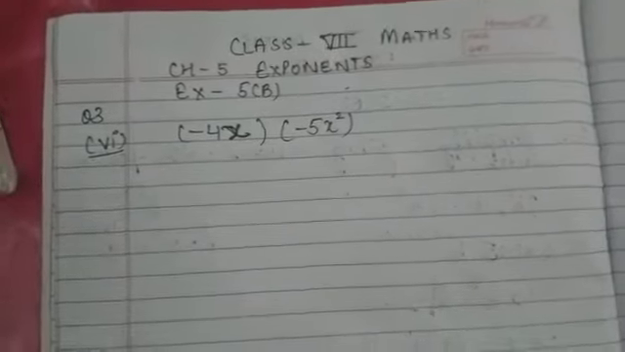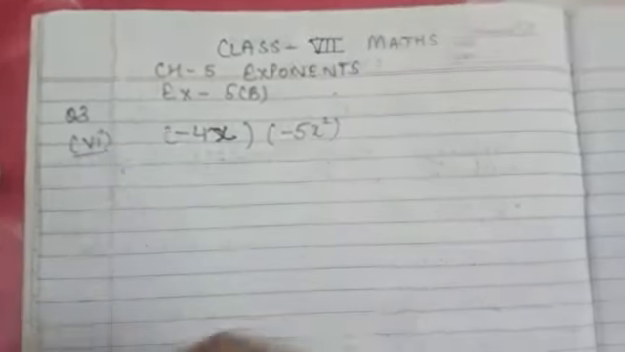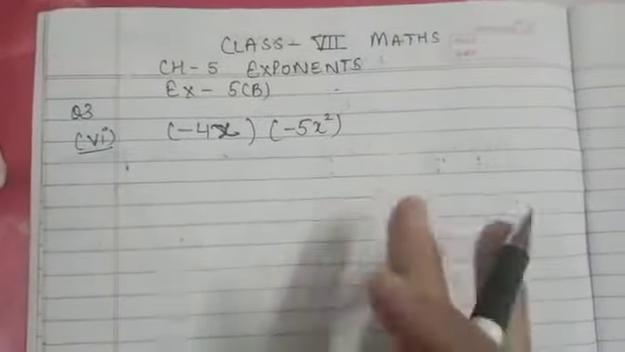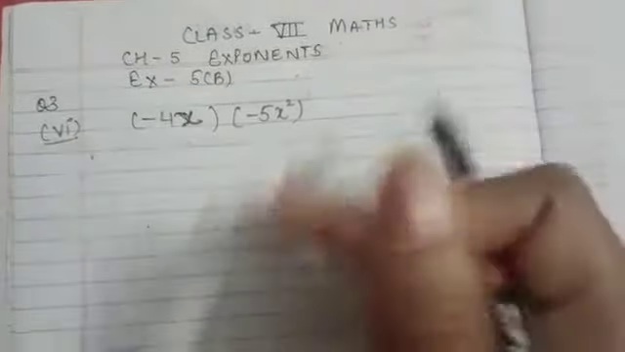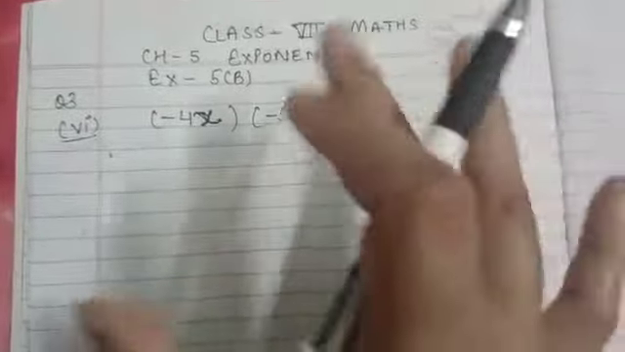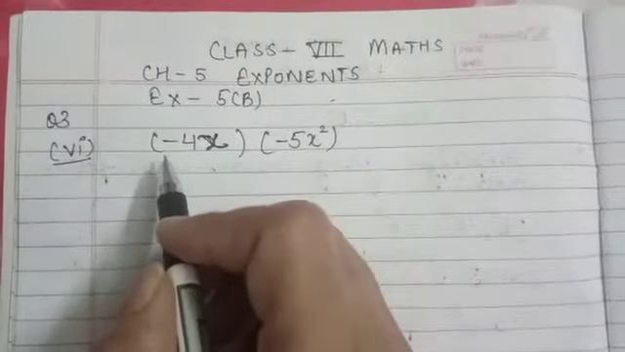Hello everyone, this is class 7th maths exercise 5b. We have already started question number 3. Parts 1 to 5 we have done, this is part 6. Again, these questions have similar problems to the ones we have already solved. So without wasting time, let's start.